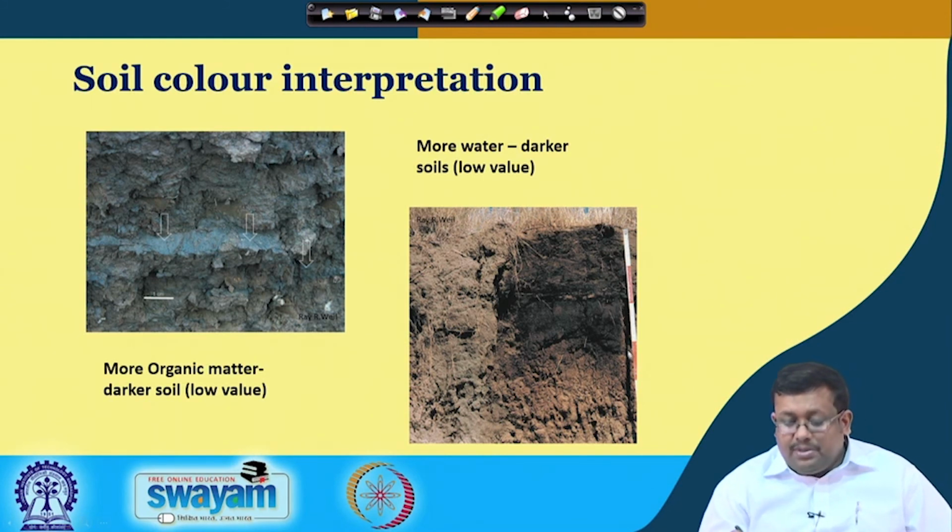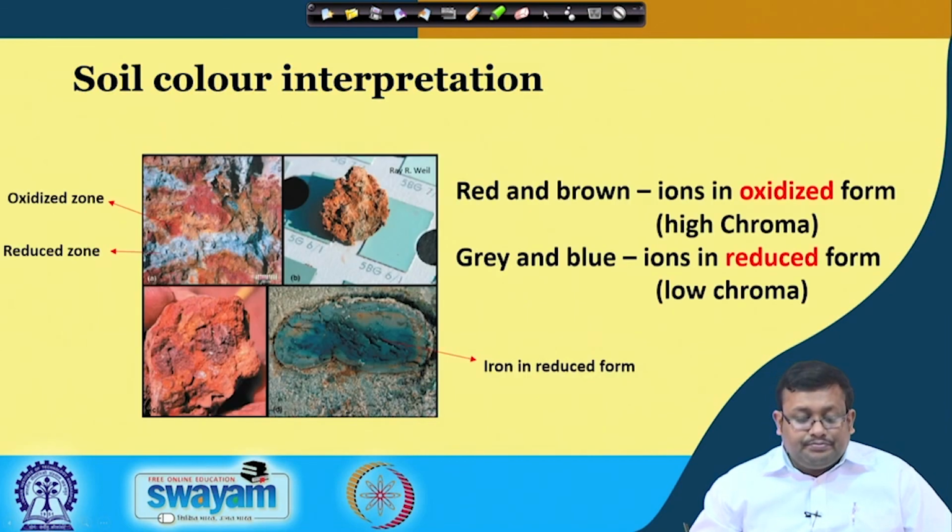As you can see, more organic matter is showing darker soil color or low value here, and in the rightmost picture we can see more water. The left picture is showing more organic matter, showing the darker soil and low value, and the rightmost picture is showing more water, which is creating darker soil color of low value. So, it is very important: the soil color shows a snapshot of soil organic matter as well as soil moisture percentage.